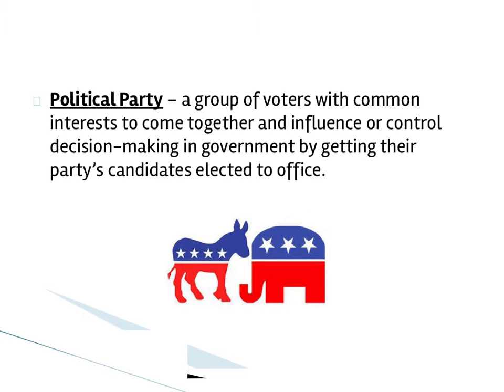You may ask me, what is a political party? Well, it's a group of voters with common interest to come together and influence or control decision making in government by getting their party candidates elected to office. So, political parties work together with a common ideology, common beliefs to help people get elected into office. They're going to work together to accomplish common goals within the government.